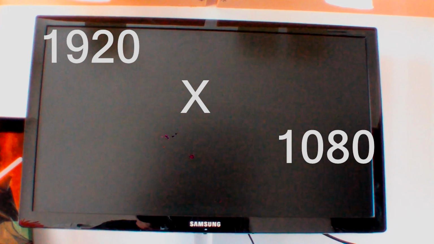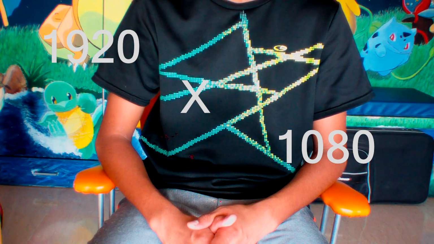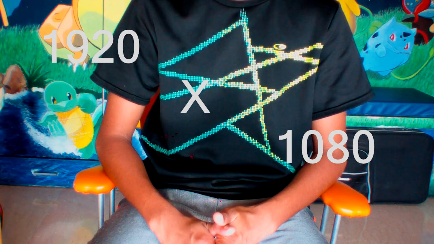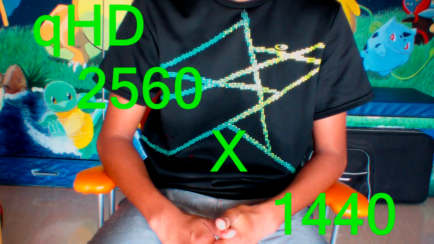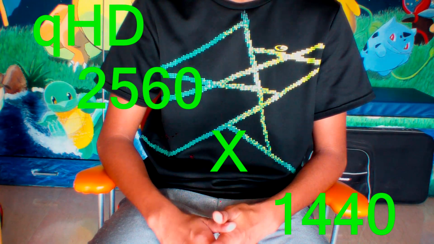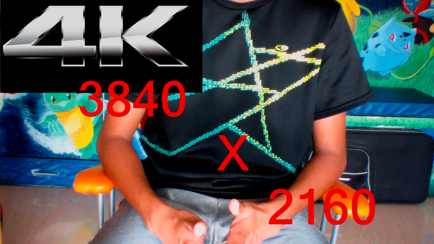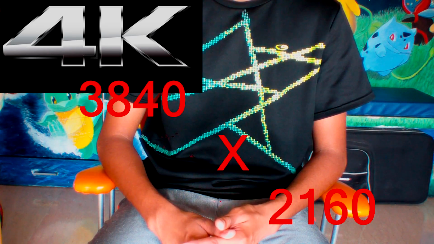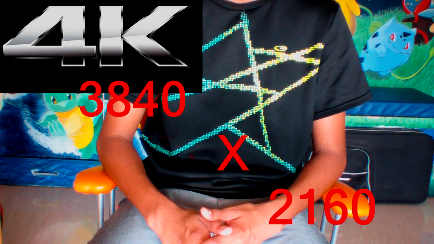The term Full HD refers to the resolution of 1920 by 1080 pixels, whereas Quad HD or QHD is 2560 by 1440 pixels, and 4K or Ultra HD, which is a term that we've all heard very often, is 3840 pixels by 2160 pixels.